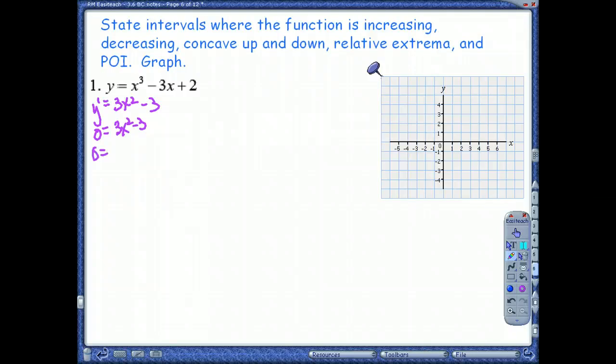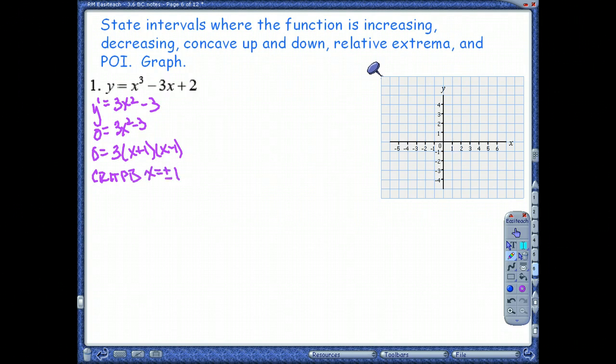Be careful about factoring things away. This does factor. So don't divide by variables. Don't divide by any numbers because we need to know if it's positive or negative. So I have critical points at x equals positive and negative 1.